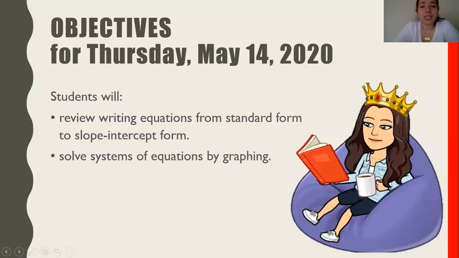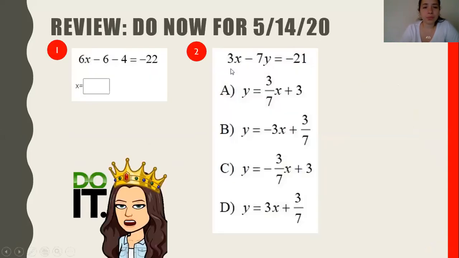The objectives for today, Thursday, May 14th, are that you will review writing equations from standard form to slope-intercept form, and then you're going to go ahead and solve systems of equations by graphing. So let's go ahead and review the do now for today.